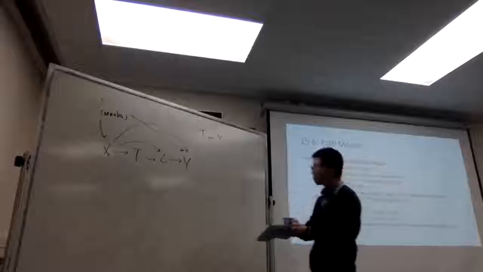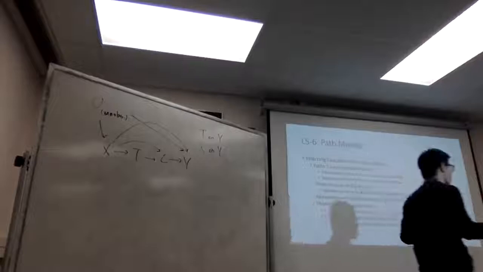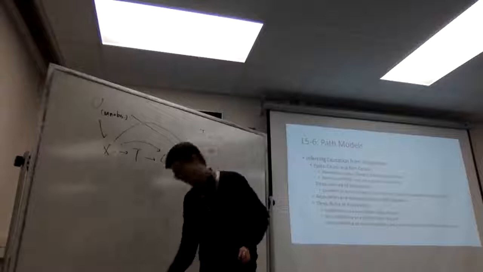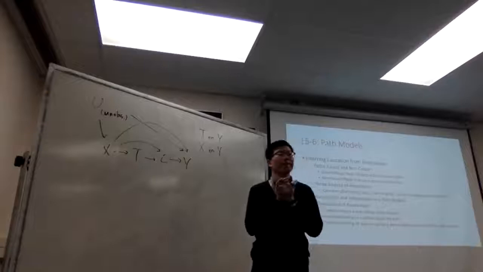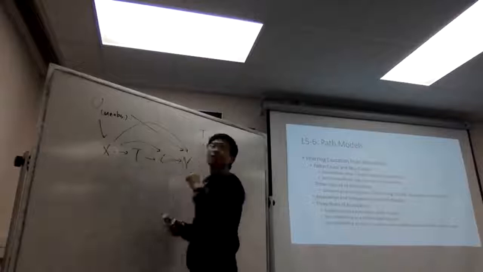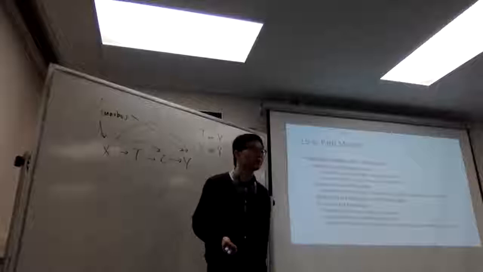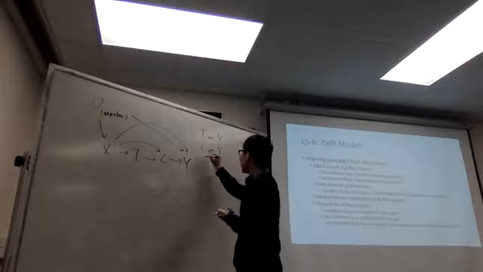Now, the effect of X on Y. Can you identify the causal effect? The answer is no. Why is that? There is a non-causal path, X, U, Y, for example. But you cannot control for U because it's not observed. You cannot control for unobserved characteristics, right? So that way, the effect of T on Y is not identifiable.